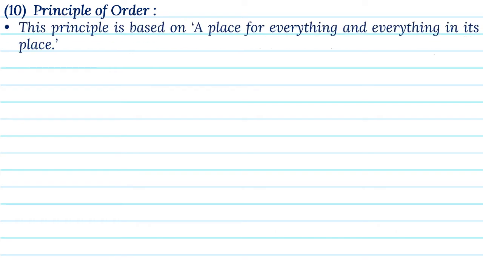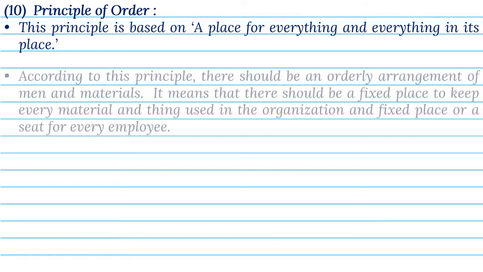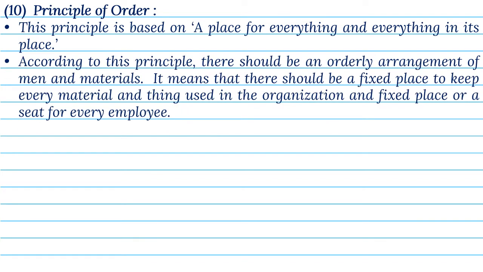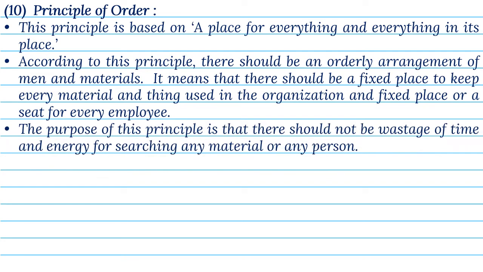10. Principle of order. This principle is based on a place for everything, and everything in its place. According to this principle, there should be an orderly arrangement of men and materials. It means that there should be a fixed place to keep every material and thing used in the organization, and a fixed place, or a seat, for every employee. The purpose of this principle is that there should not be wastage of time and energy for searching any material or any person.